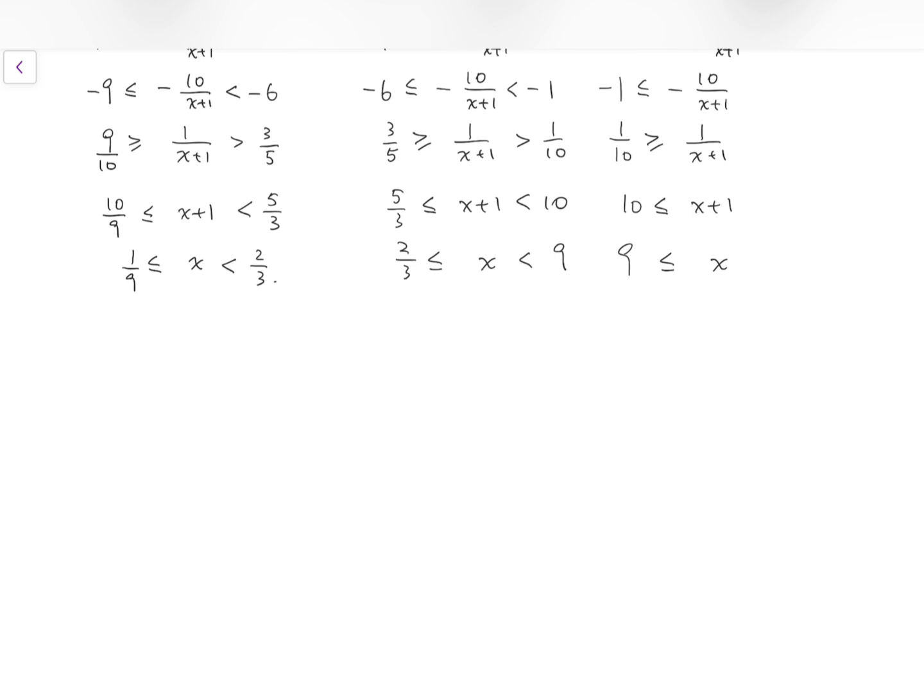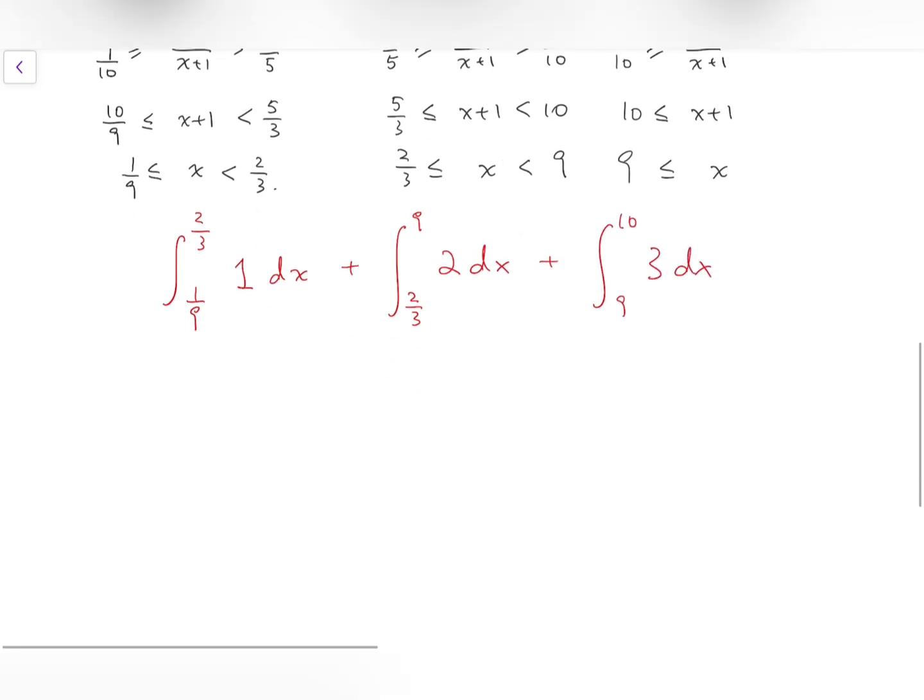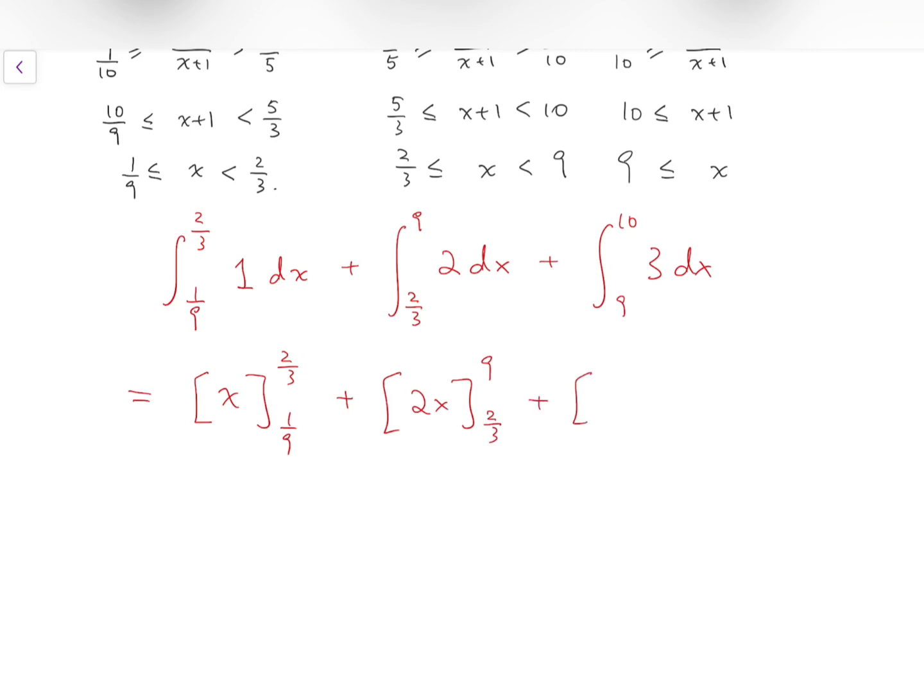So our original integral can be rewritten as integrating from 1 over 9 to 2/3 of just 1 dx, plus 2/3 to 9 of 2 dx, plus from 9 to 10 of 3 dx. Then the integral is now really easy. From 1 over 9 to 2/3 is just x. From 2/3 to 9 is 2x, and for the rest is 3x.